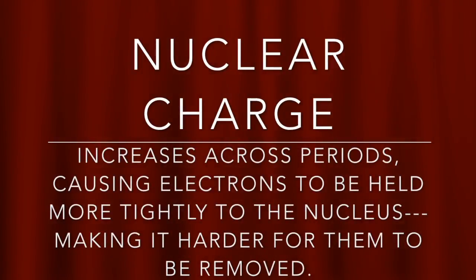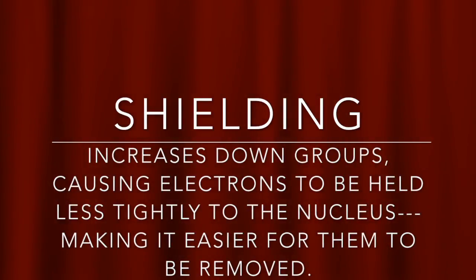Nuclear charge increases across periods, causing ionization energy to also increase across periods. Electrons are held more tightly to the nucleus if nuclear charge is greater, making it harder for them to be removed. Lastly, shielding increases down groups, causing ionization energy to decrease down groups. If shielding is greater, electrons are held less tightly to the nucleus, making it easier for them to be removed.